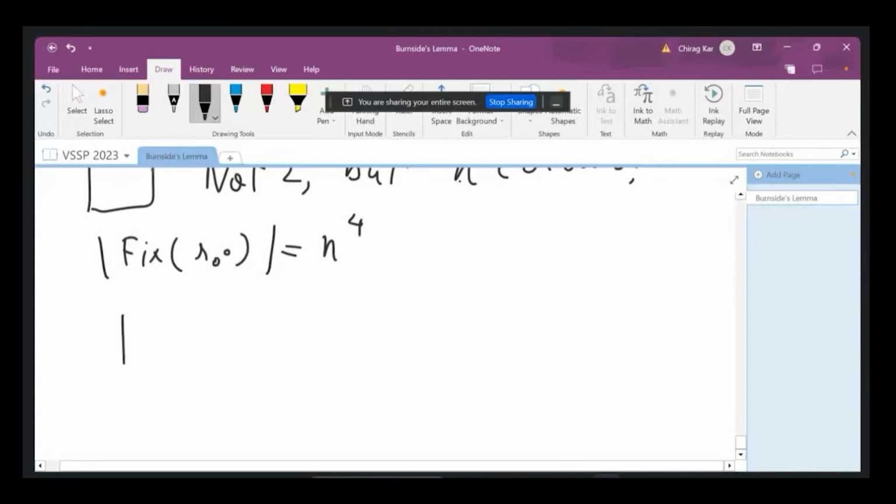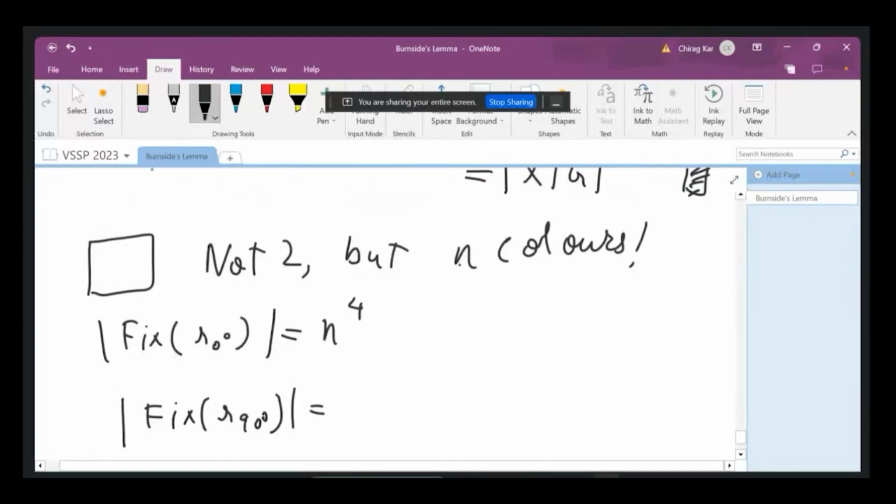Now, suppose we want to look at the fix of R90. Here, we notice that all of the colors in the case of R90 should be equal. We fix one side and we saw that, because of that side, every side should be the exact same color. Therefore, since we want all of them to be the exact same and there are n possible colors, there are n possible squares in this situation.